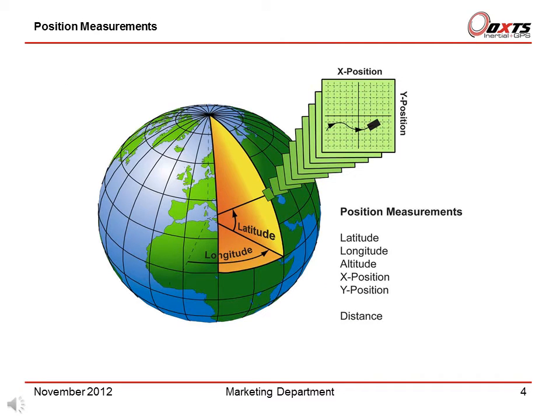Now we shall look at position measurements. The position measurements include latitude, longitude, altitude, the X position and the Y position, and also the distance. The position measured by the RT is in the WGS 84 coordinate system. The outputs are latitude, longitude and altitude in this coordinate system. Conversions to other coordinate systems may be required, for example OSGB 36 in the UK.